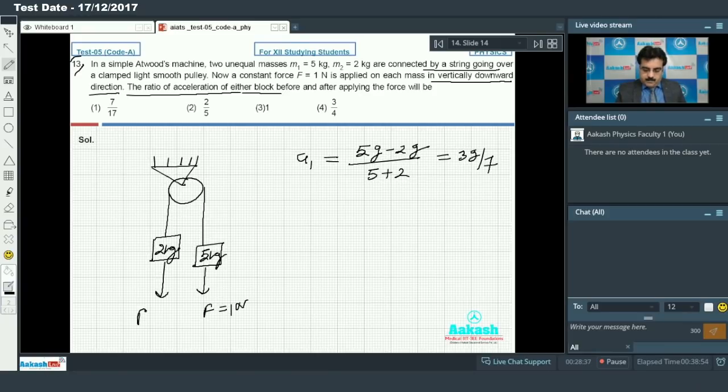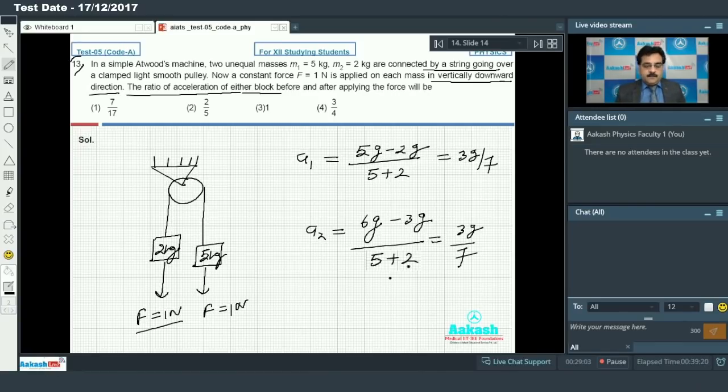Now according to the problem, if I apply a force F equal to 1 Newton in downward direction, similarly on block number 2, 1 Newton. So for acceleration in this condition, I need to calculate the net force or difference in weight. So it becomes 6g minus 3g upon 5 plus 2, total mass. That will give you once again 3g by 7. So the ratio between these two, 3g upon 7 and 3g upon 7, is 1:1. So my option number 3 is correct.